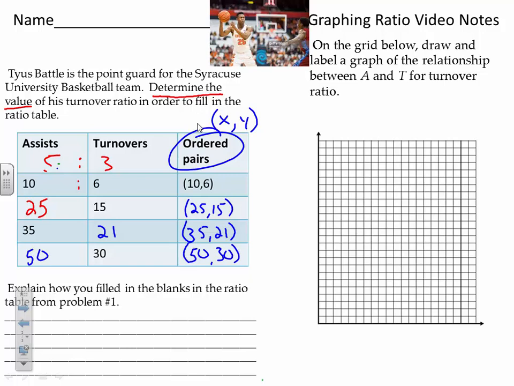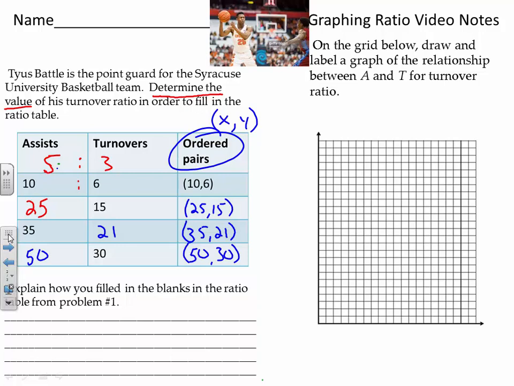So what I would like you to do is to hit pause and to answer this question on the bottom. It says explain how you filled the blanks in the ratio table from problem number 1. So I want at least 2 sentences explaining how you filled in the blanks from the part on the top. So you can hit pause and do that.